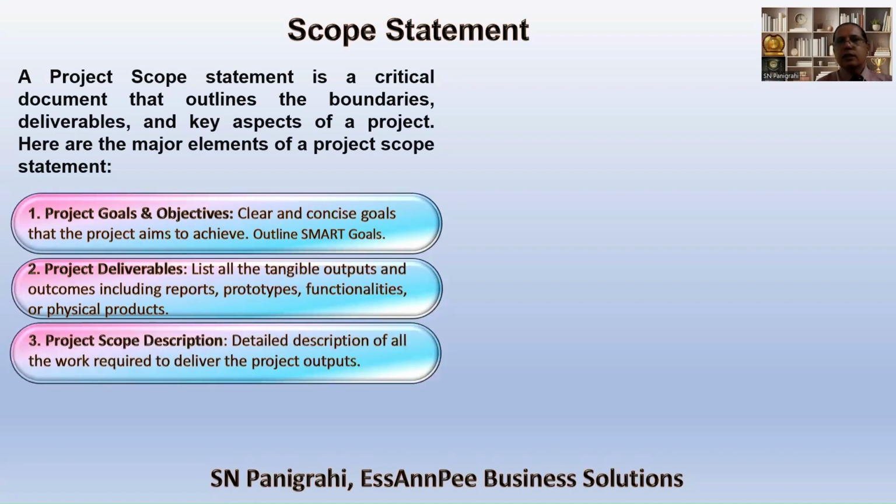So the next element in the scope statement is the scope description. The scope description means a detailed description of all the work that is supposed to be done in a project.